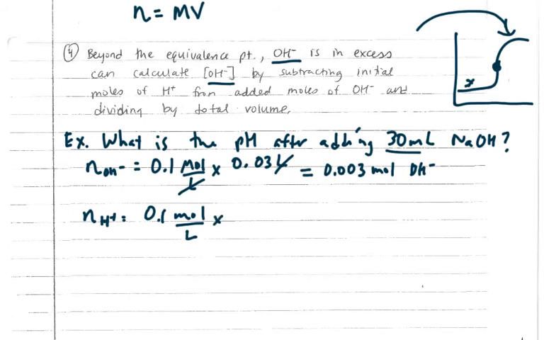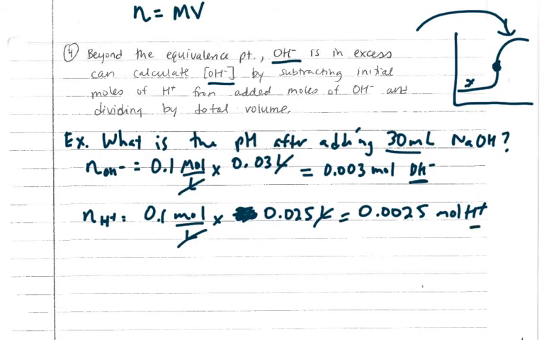Now moles of hydrogen, we had 0.1 molar, or moles per liter, and we had 25 milliliters in that flask. That's what we started with. We'll always have the same amount of hydrogen here because we're not changing the amount of acid in the flask. We can change how much sodium hydroxide we've added. So I want to convert that to liters, 0.025 liters. So my liters will cancel out and we get 0.0025 moles of H+. All right, so that means we have more OH than we do H+.